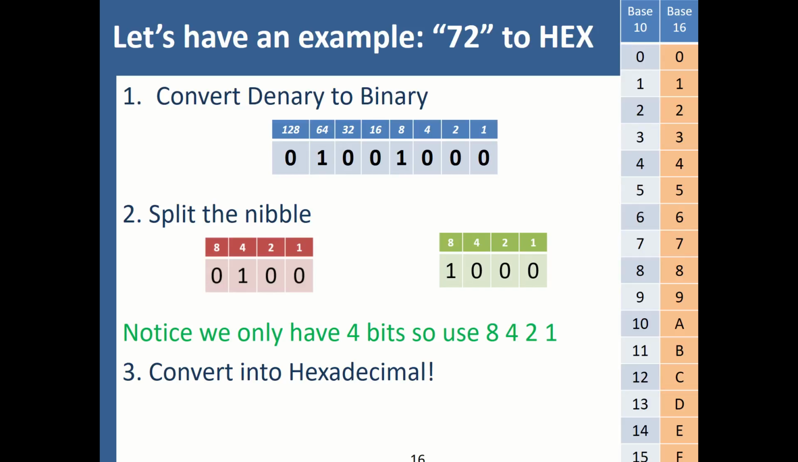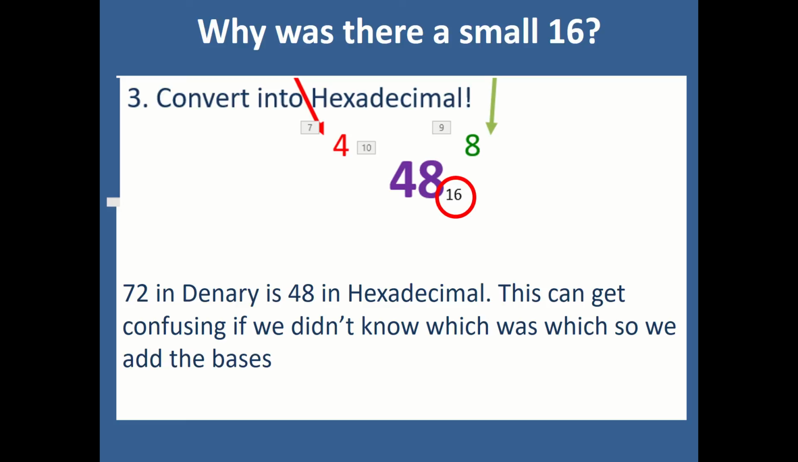Next, we convert it to hexadecimal. So we've got 4 and 8. So we look at the numbers at the top, 4 and 8, and we combine them. Look at how I've written base 16 next to it. The reason I put base 16 is because it can be really confusing. 72 in denary is 48 in hexadecimal.